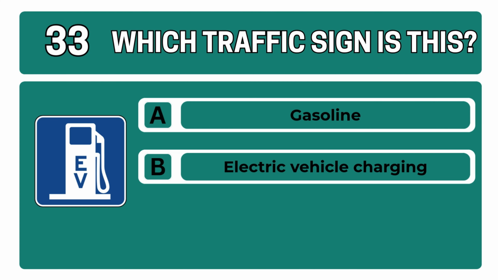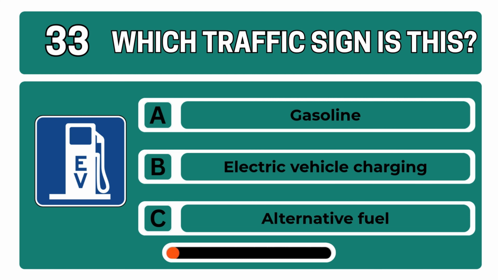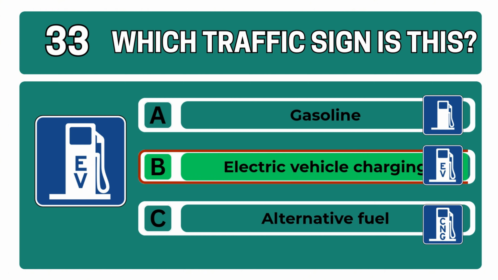Question 33. Which traffic sign is this? A. Gasoline. B. Electric vehicle charging. C. Alternative fuel. The answer is B. Electric vehicle charging.